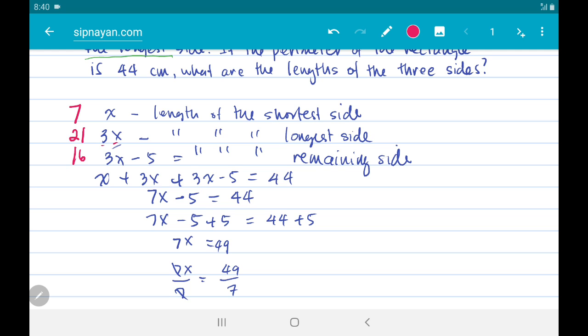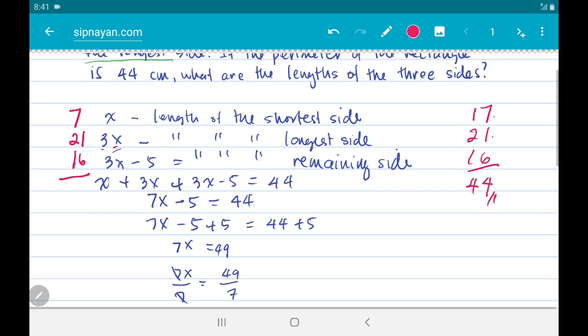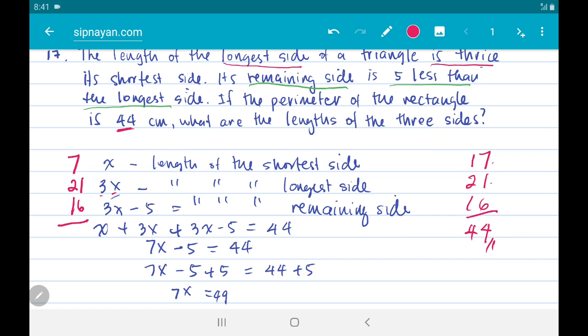So, ang sum niyan ay 44. Tignan natin. 7 plus 21 plus 16. So, 7 plus 1 is 8, plus 6 is 14. Carry 1. This is 4. 44. So tama, 44 yung sinabi niya dito. Okay, so nasolve natin yan.